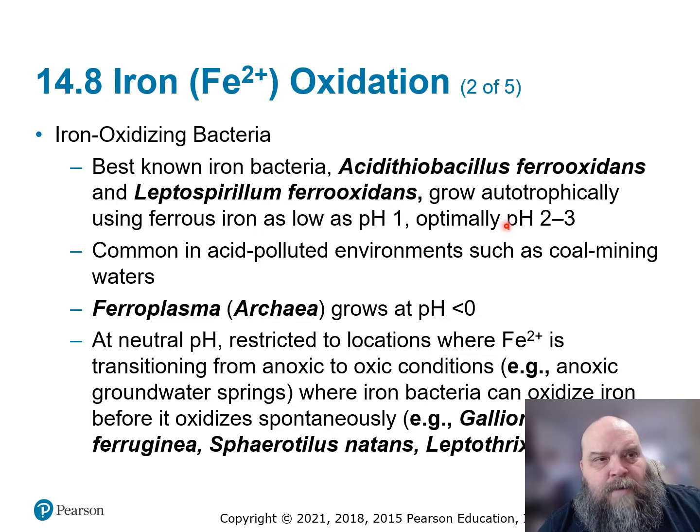Examples of these iron bacteria: Acidithiobacillus and Leptospirillum. These grow autotrophically, meaning they do their own manufacture. They do their own carbon fixation. And they can grow as low as pH 1, but normally pH 2 to 3. Basically, stomach acid is where they grow the best.